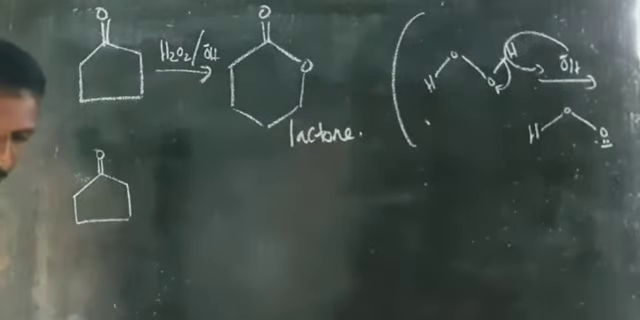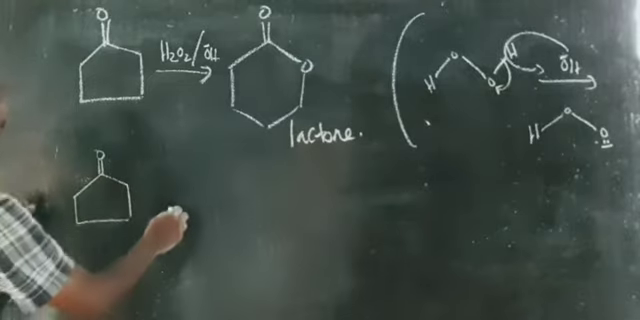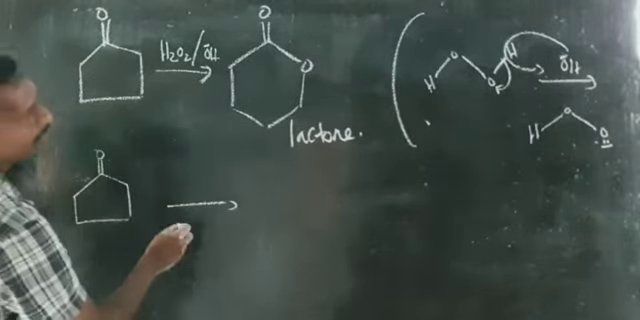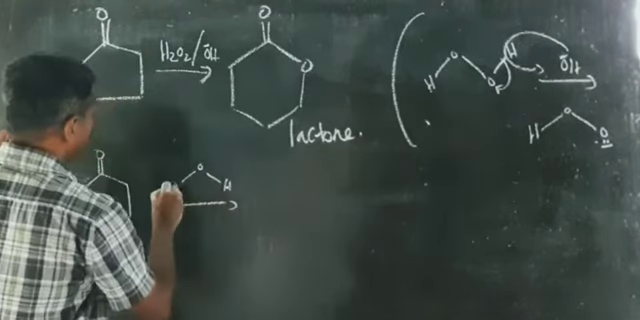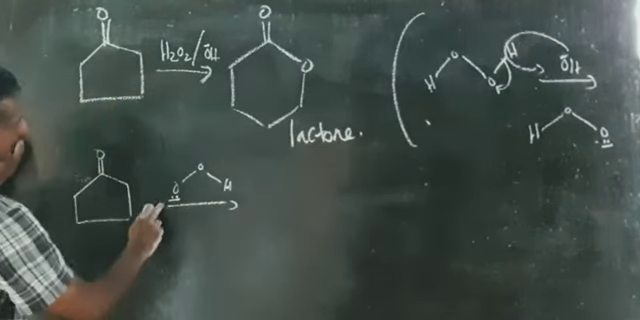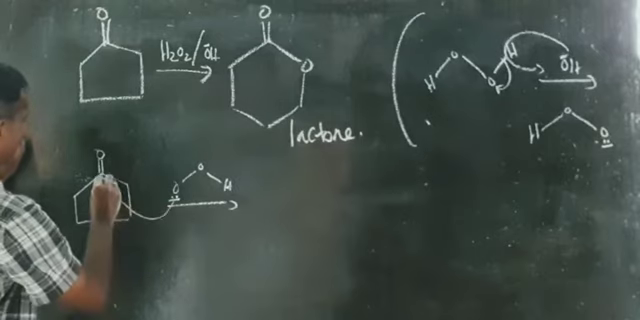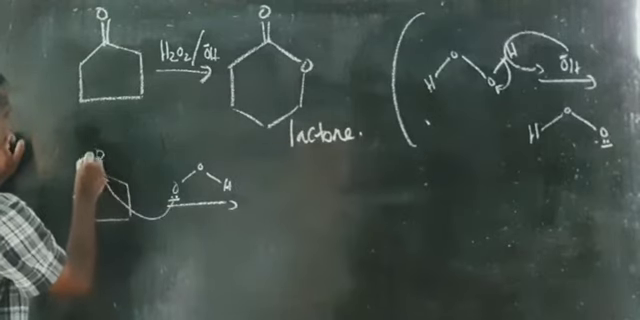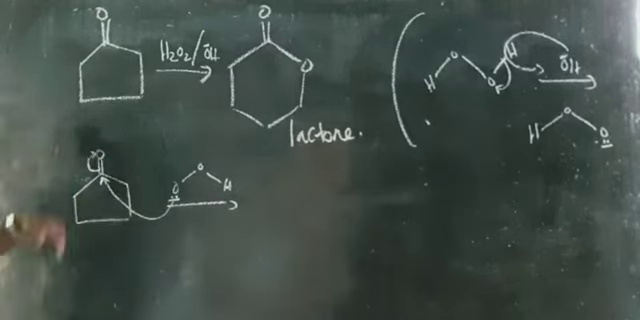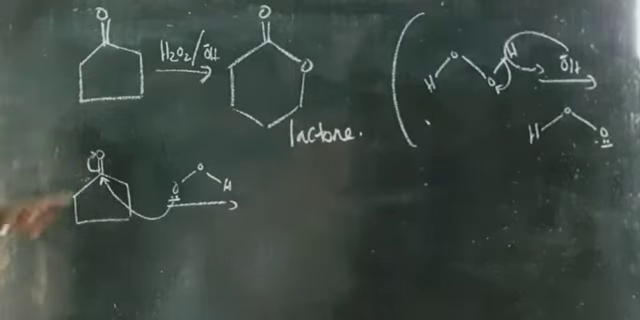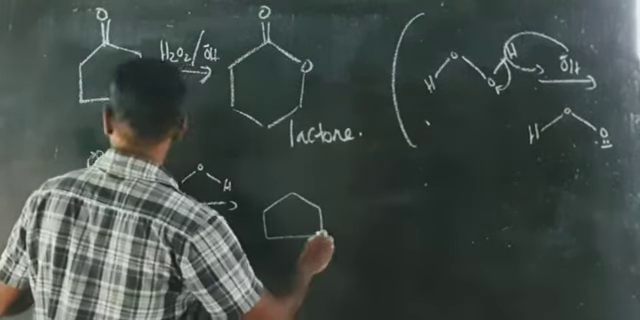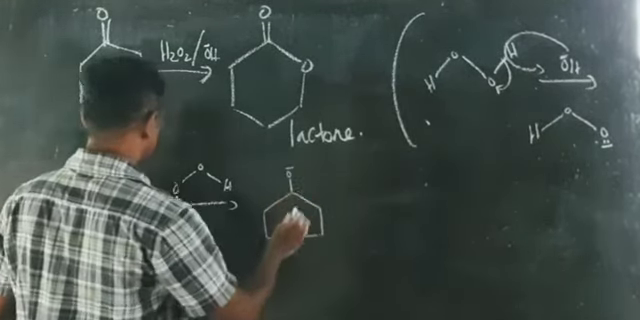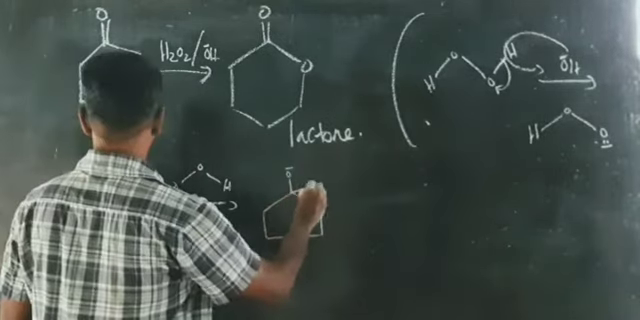Okay. That means the peroxide ion, what is that peroxide ion? O, here it is H, and here it is. Okay, this is our peroxide ion. This peroxide ion is attacking at the positively charged carbon, and what will happen? One of the bonds is migrating to oxygen, and you get a structure like this. Here it is like this, and here it is O minus.